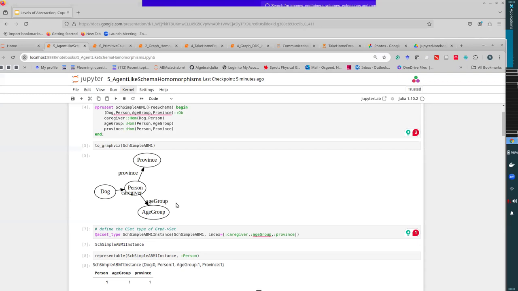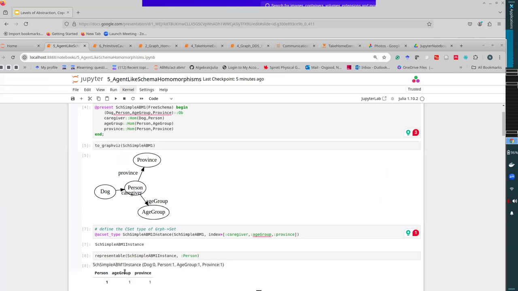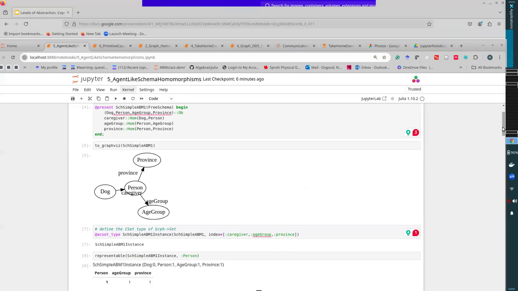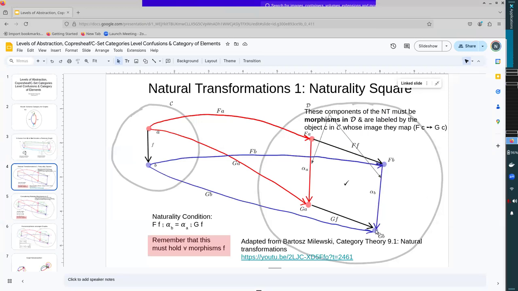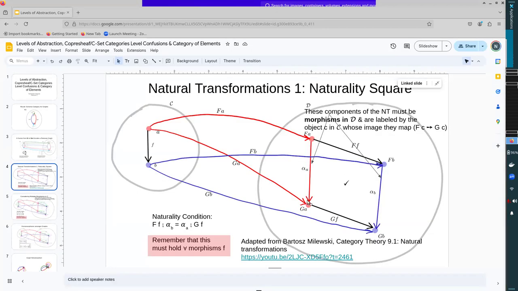We okay with that? Okay, so when we map it over, here's person, here's province. Person is one here, right? Province one for that person. We good with that? When we go this way and map over that province with the particular mapping found in this naturality square, this particular homomorphism has to be such that it is the same as doing what? Mapping the person over to the target, and then finding the province for that.